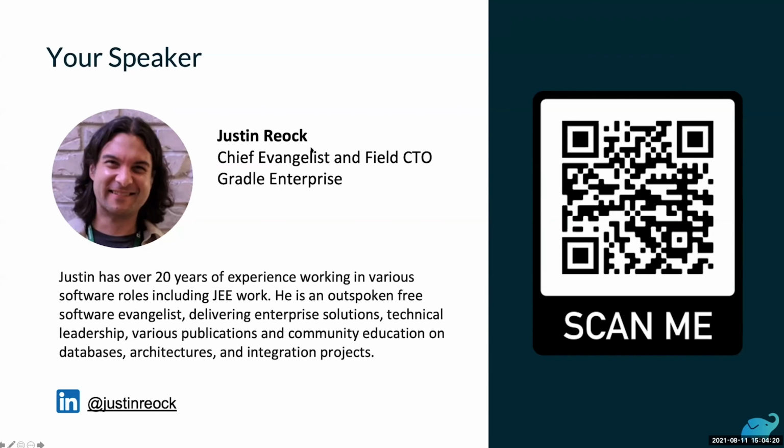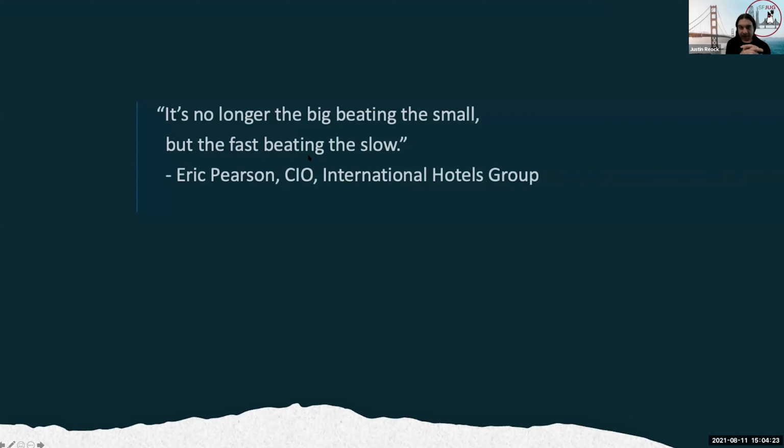All right. So to kick things off, I like to set the stage with this quote, which is from Eric Pearson, who's the CIO of Intercontinental Hotels Group. I'll need to update this, but it's effectively this quote. It says, "It's no longer the big beating the small, but the fast beating the slow." You may have heard some version of this quote. It's very popular right now because, with the success of patterns like Agile and DevOps, we've learned that being able to release more frequently and do difficult things more frequently through automation makes us better development organizations and allows us ultimately to ship better software.